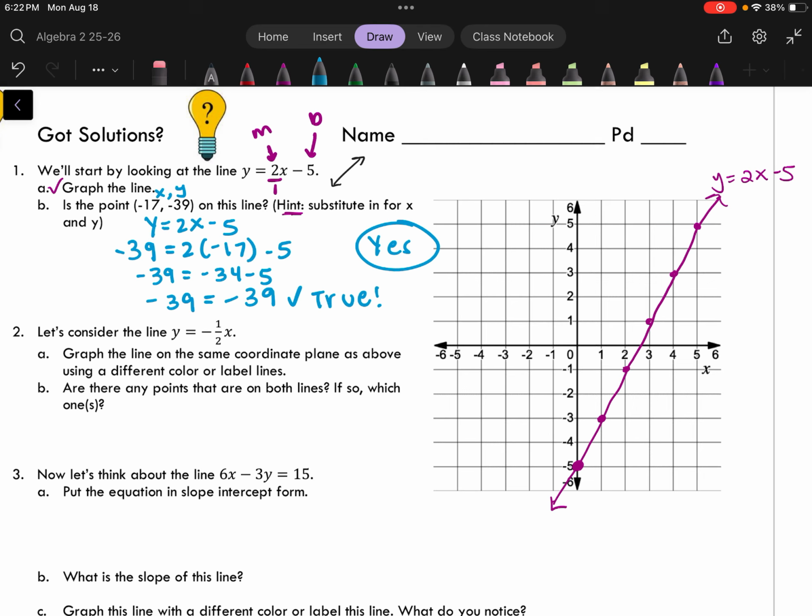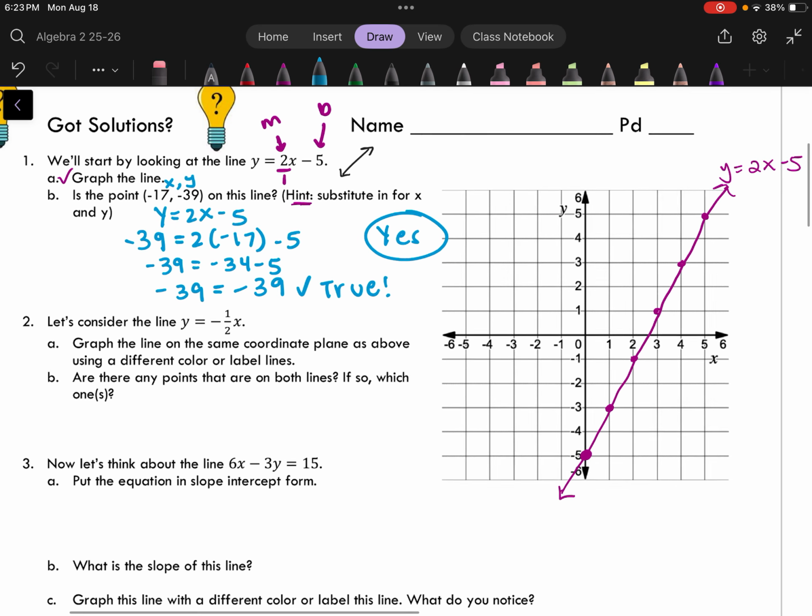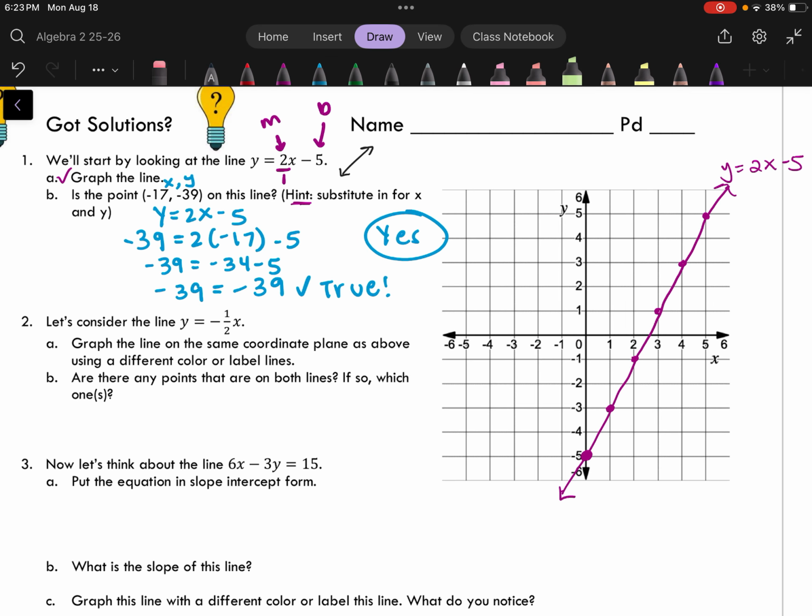It works in the equation, so if we were to keep graphing that line all the way down to the left, you would see that -17, -39 is on the graph. You could also, guys, type this into your calculator, into your y equals, and do second graph to get to your table and check the table. That's another way to see if points are on a line.